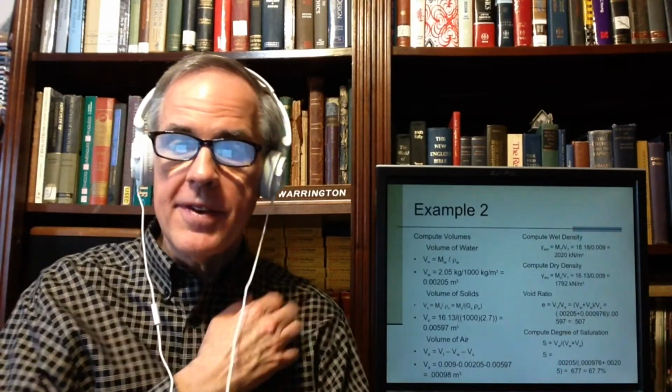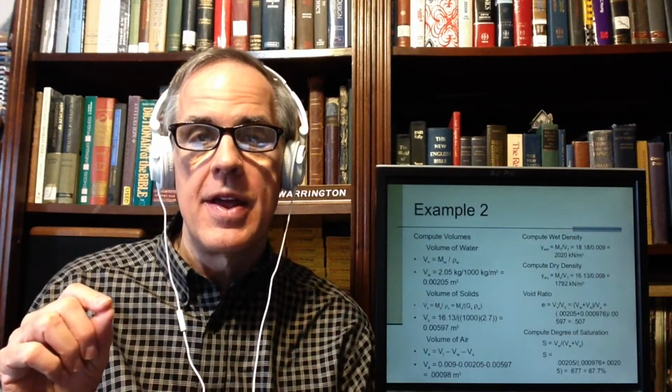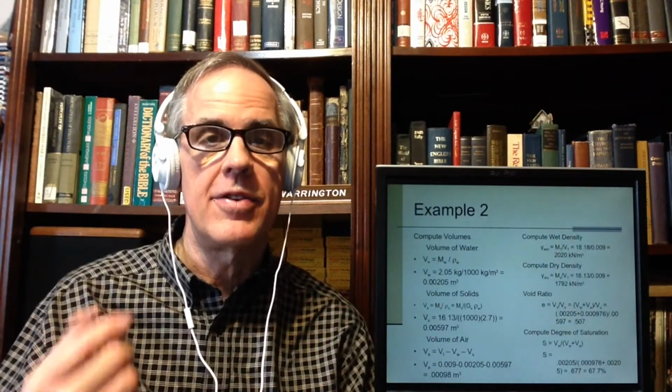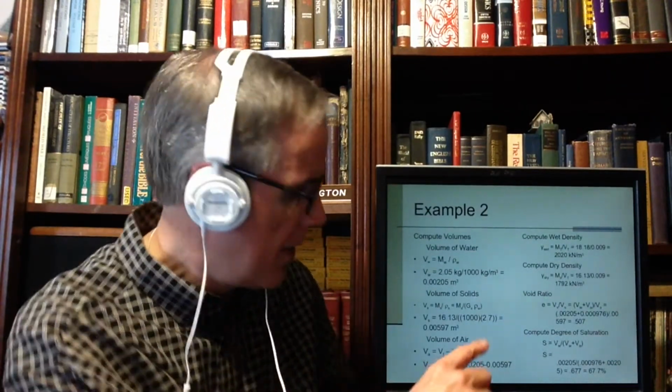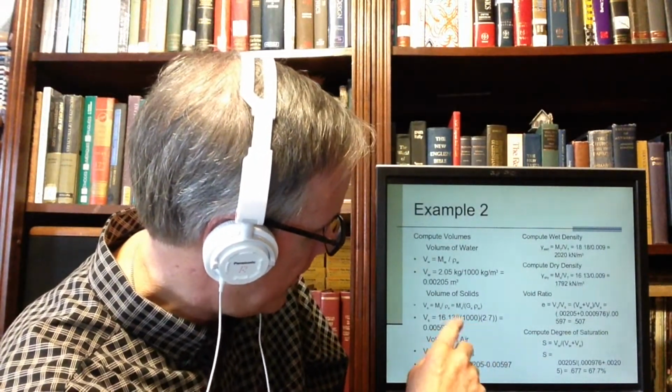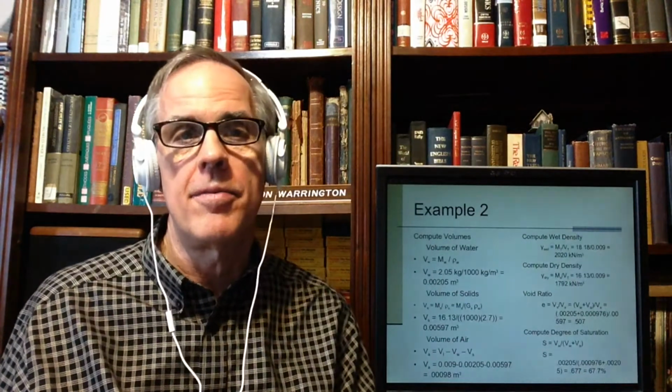The volume of the solids is computed exactly the same way, except that we've got to figure out the density of the solids. You take the mass divided by the density. The density is the density of the water times the specific gravity, and that's where we come in with this little quantity. So 16.13 is the dry mass, or the weight of the solids, divided by 1,000 times 2.7, which gives you 0.00597 cubic meters.